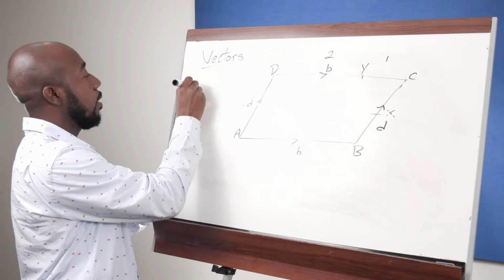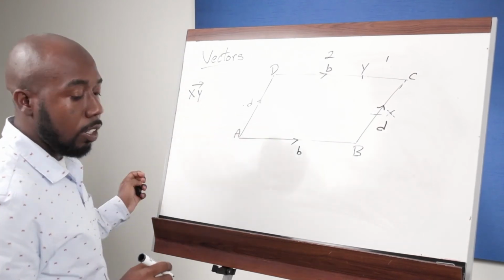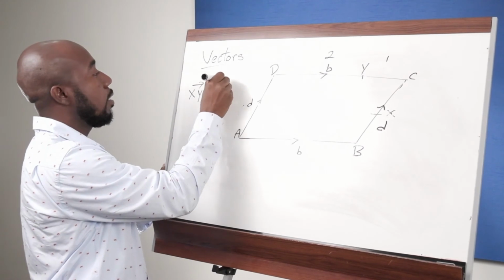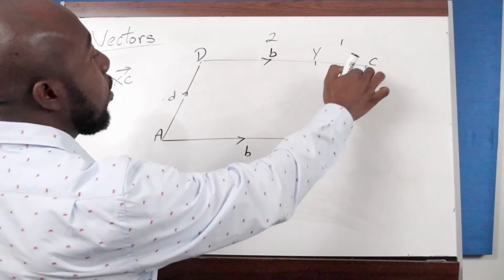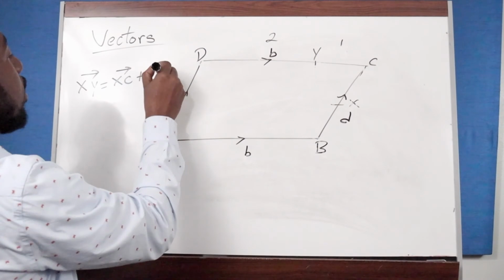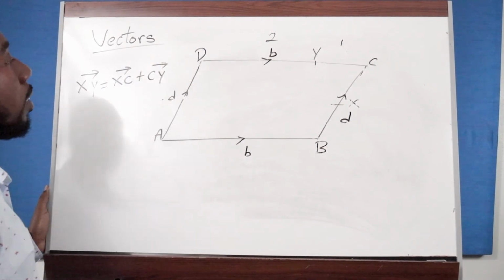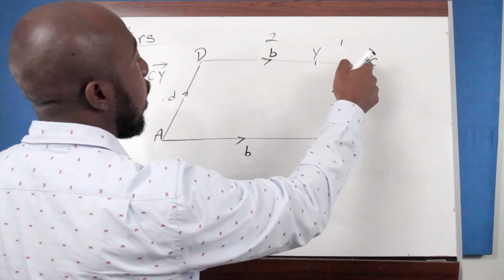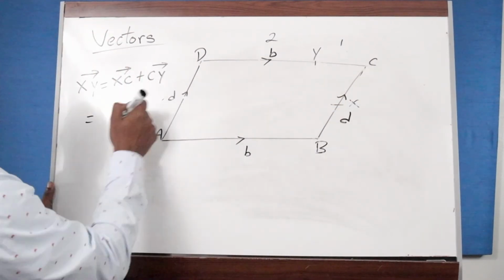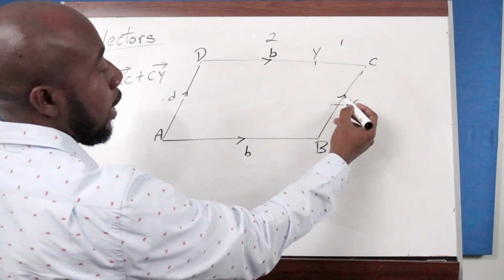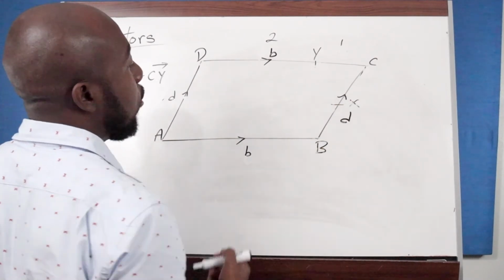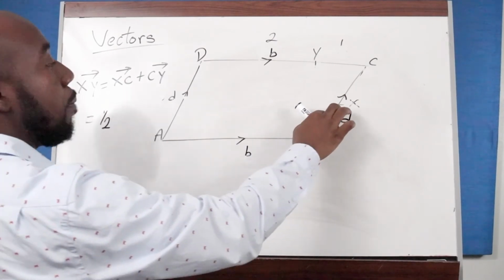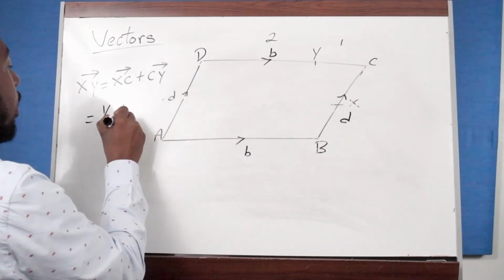X to y. Now we can do from x to c. So we're going from x to c, and then from c to y. Now x to c, we look at the direction, it's following the same direction as the arrow, and it is half, because x is in the midpoint, so it becomes half of d.